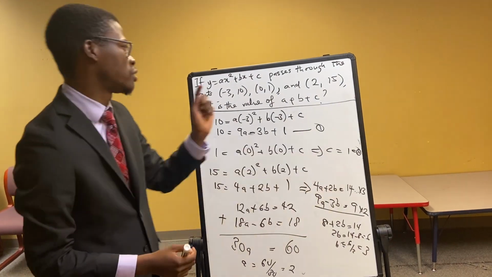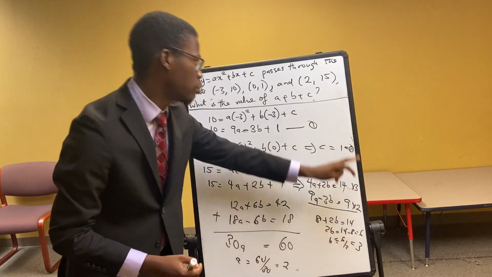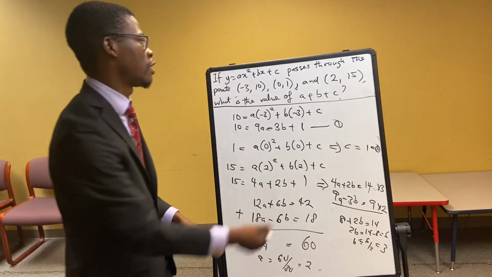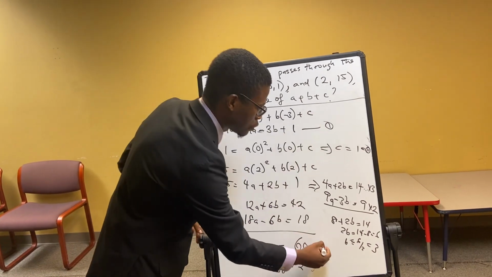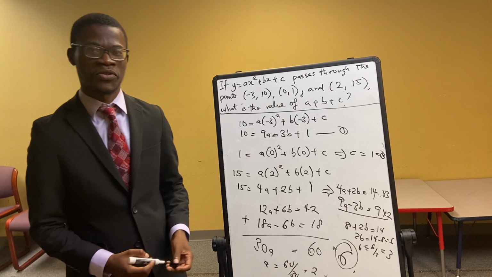So what's the value of a plus b plus c? 2 plus 3 plus 1. 2 plus 3 is 5. 5 plus 1 is 6. The value of a plus b plus c is 6. And that's how you solve this question.